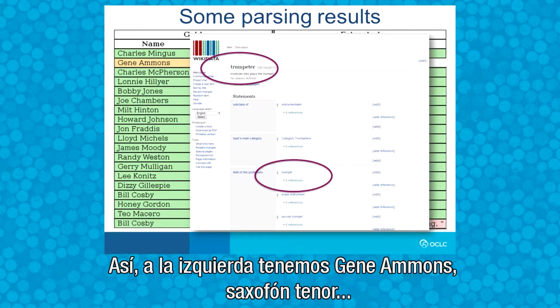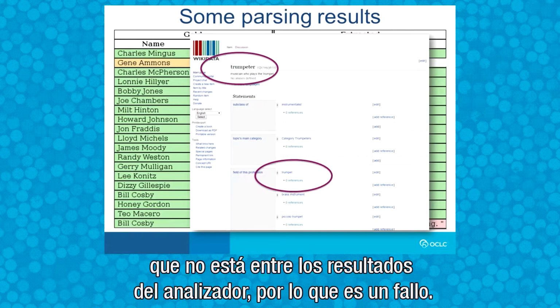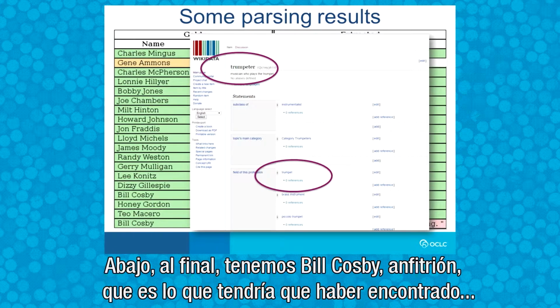And so on the left-hand side, we have Gene Ammons, tenor saxophone, and he was not discovered in the parsing results, so that was a miss. And so down at the bottom, we have Bill Cosby, host.